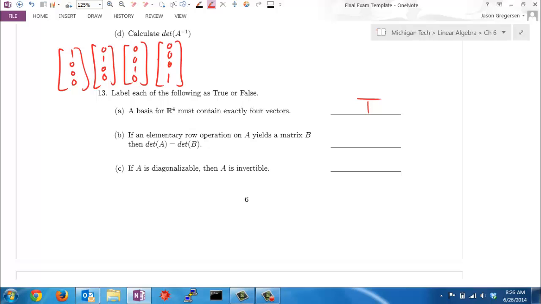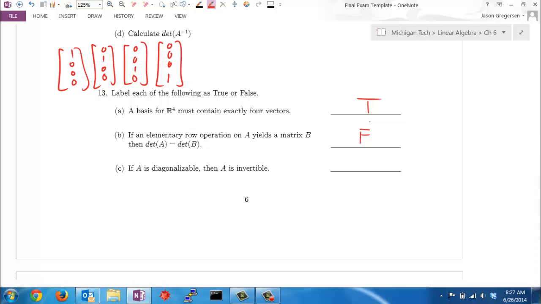If an elementary row operation on A yields a matrix B, then the determinants are equal. False. Not all of them. Some of them don't change the determinant. Some of them do. All right, so this is false. If I take 2 of the first row and add it to the third row, you're right, the determinants stay the same. But if I just switch 2 rows, the determinants change sign. And if I multiply a row by some value, that also scales the value of the determinant. So that's not always true.